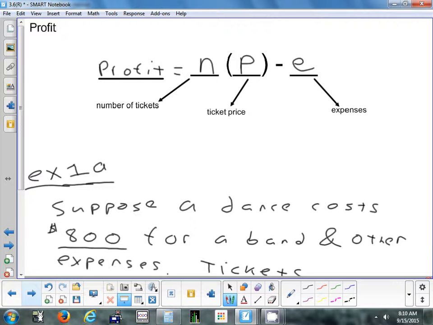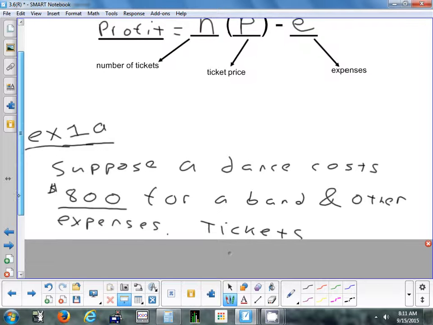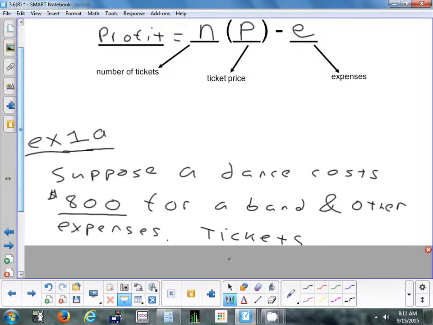All right, so this one says a dance costs $800 for the band and other expenses. Guys, make sure on the bottom of those arrows, you fill in what each thing means. On your notes, you have the blanks, and you also have the spot to put what each thing means. So N would be number of tickets. T or P, you guys put P for that, which is fine. That's going to be ticket price. E is expenses. Just so you know what each thing means.